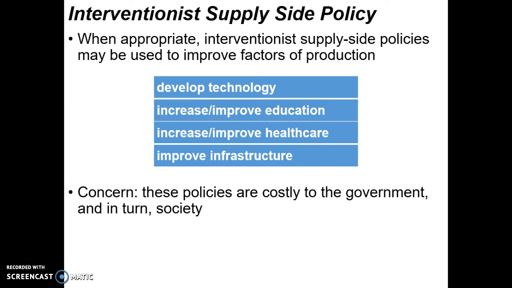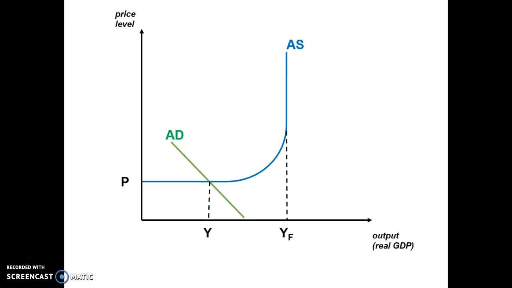The other issue with interventionist supply-side policy is it's not always appropriate. Look at this example here. Here AD is fairly low. It's symbolic of a weak economy because there is a deflationary or output gap here. There is output at Y, but the full level of output is all the way over here. If I were to pursue any sort of supply-side policy, be it interventionist or free market, you could see that I just made the gap between Y and YF even bigger. Now it's Y to YF1.